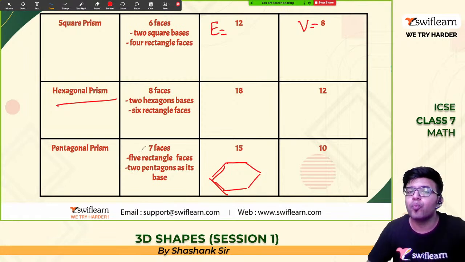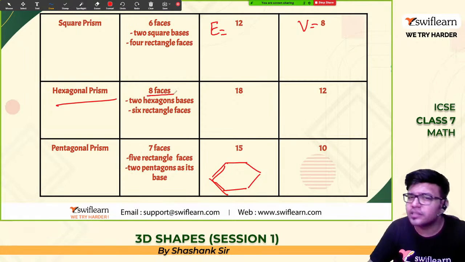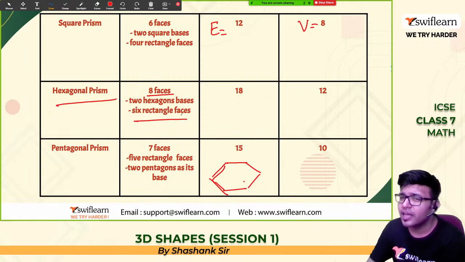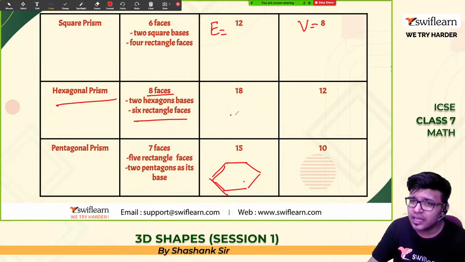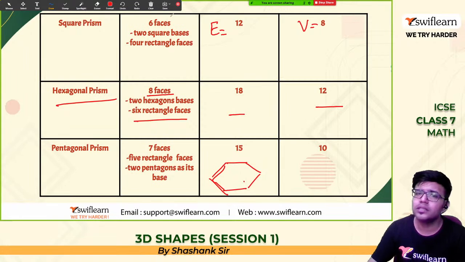Okay. Now, how many faces? So, bottom one, top one, and the 6 rectangular faces. 8 faces. 18 edges and 12 vertices.